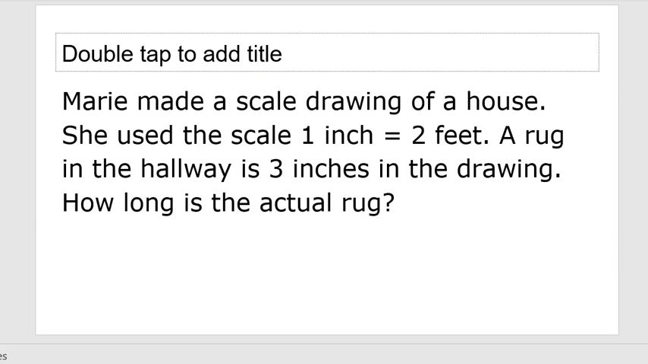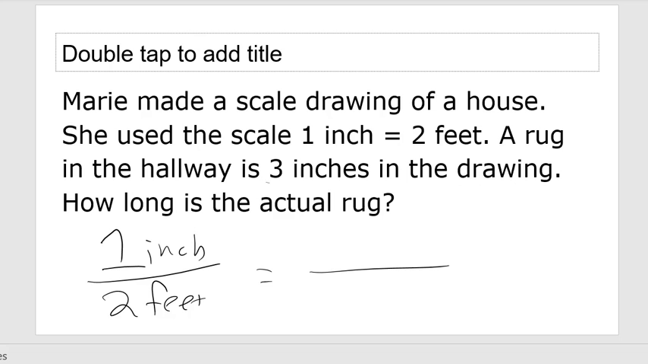Next one. Marie made a scale drawing of a house. She used a scale of 1 inch, let's write that down, 2 feet. The rug in the hallway is 3 inches. So we've got to look, 3 inches. There's inches right there, so I'm going to put 3 inches right here.